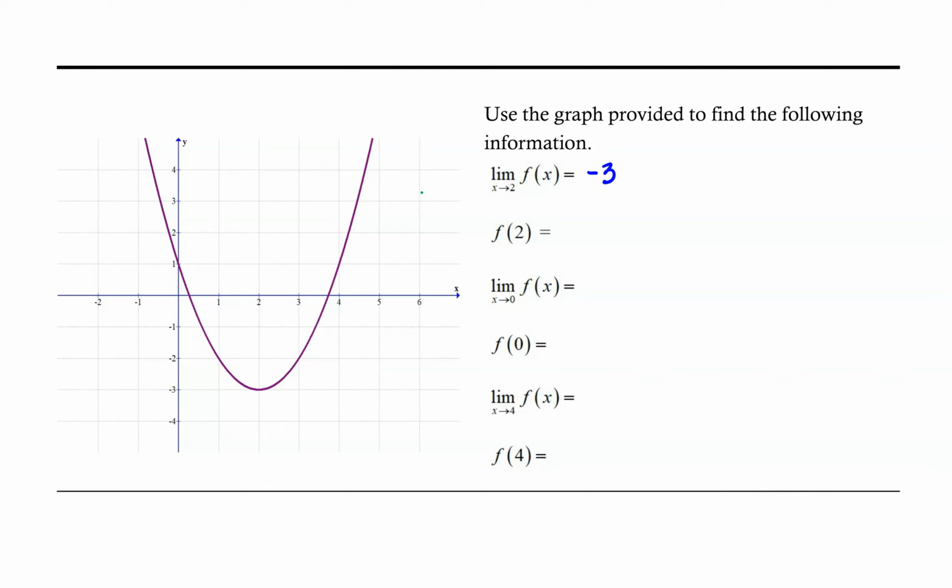So then the next thing we're asked to find is what is the function value at x equals 2. So again, finding 2 on our x-axis, we come down and we look for what the corresponding y value or function value is when x equals 2. And we can see here that f of 2 corresponds to this point right here, whose y value is -3.